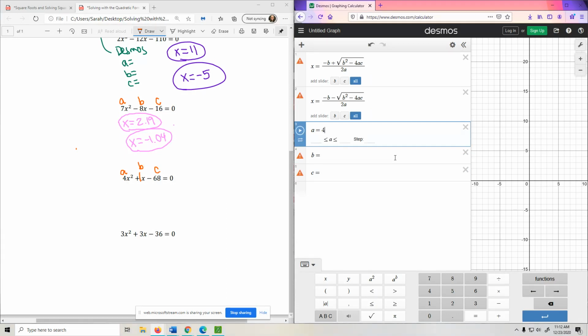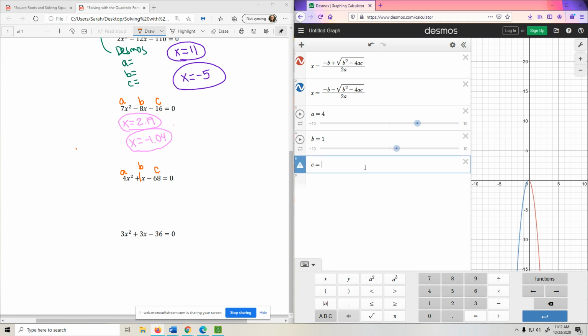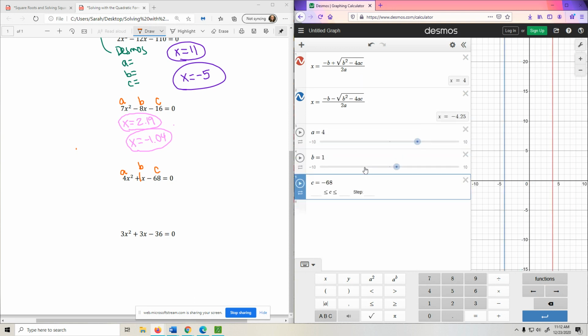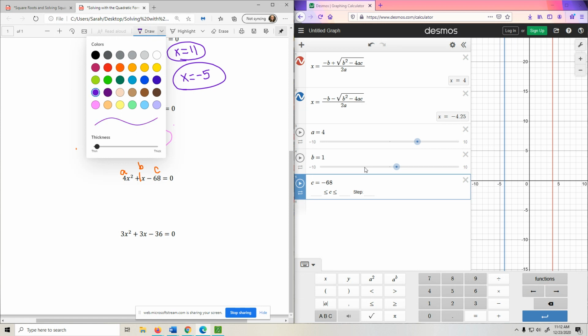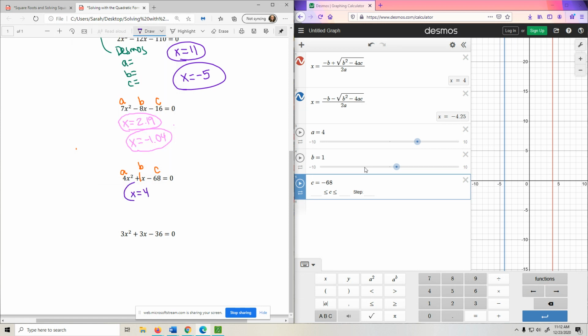A is 4. B is 1. C is -68. Desmos gives us our two solutions for this problem. First solution is just 4. Second solution is -4.25. By the way, it doesn't matter what order you write your solutions in. I do not care. As long as you have the two right solutions, what order you write them in does not matter to me whatsoever.